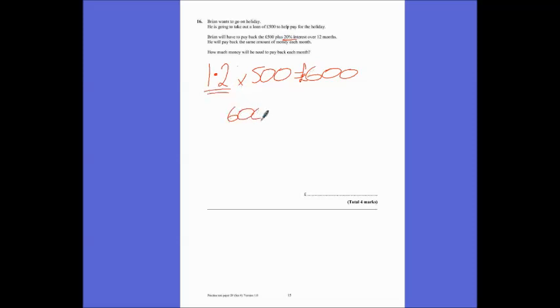And then he's going to pay back in 12 equal payments. So 600 divided by 12 is £50 per month. So he's going to pay back £50 per month.